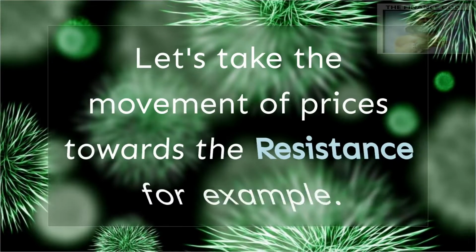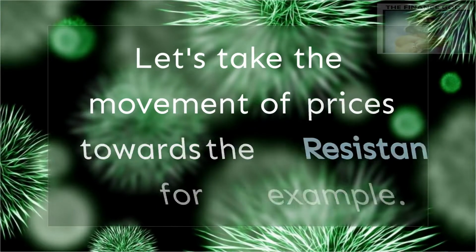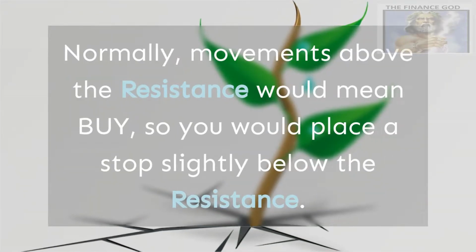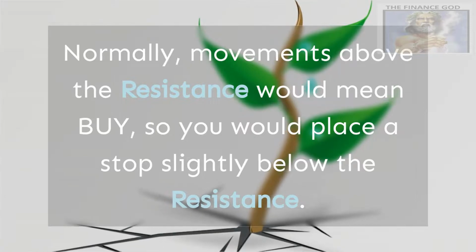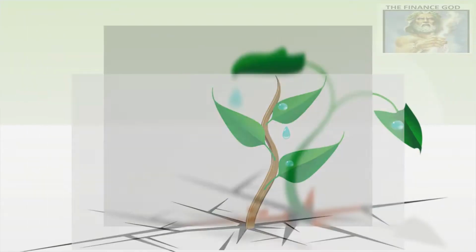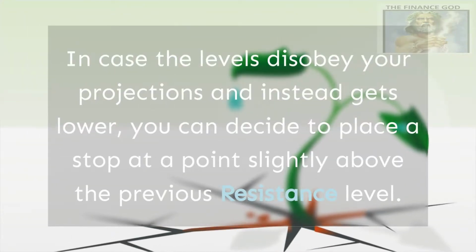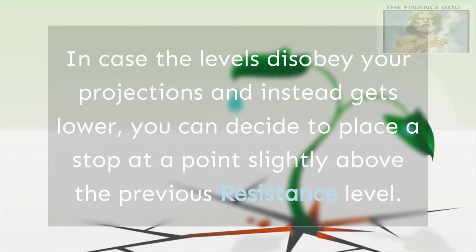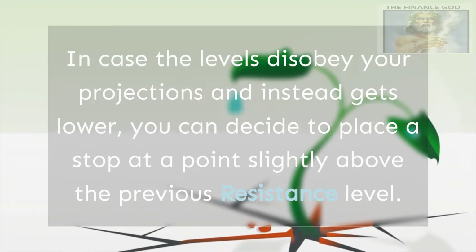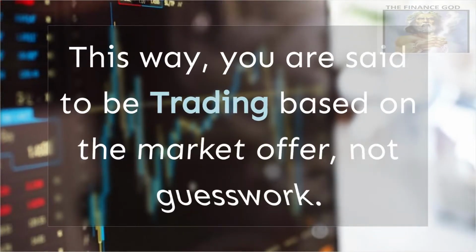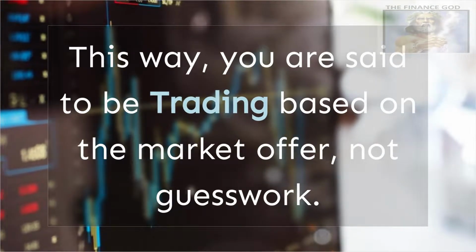Let's take the movement of prices towards the resistance for example. Normally, movements above the resistance would mean buy, so you would place a stop slightly below the resistance. In case the levels disobey your projections and instead get lower, you can decide to place a stop at a point slightly above the previous resistance level. This way, you are said to be trading based on the market offer, not guesswork.